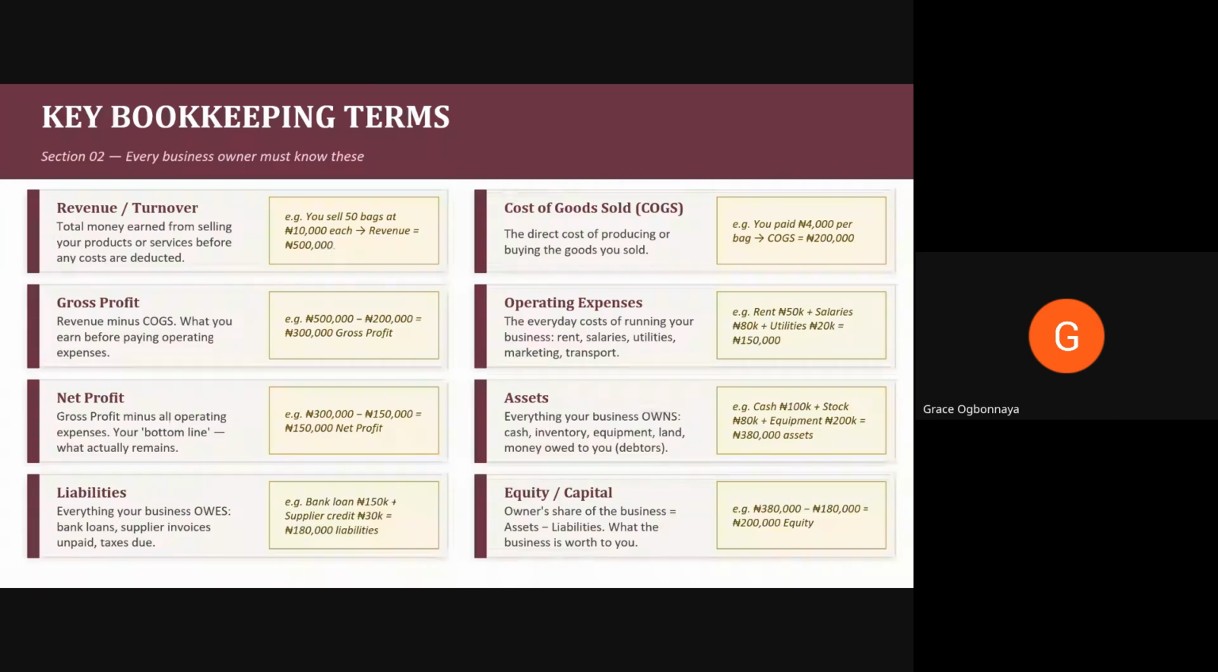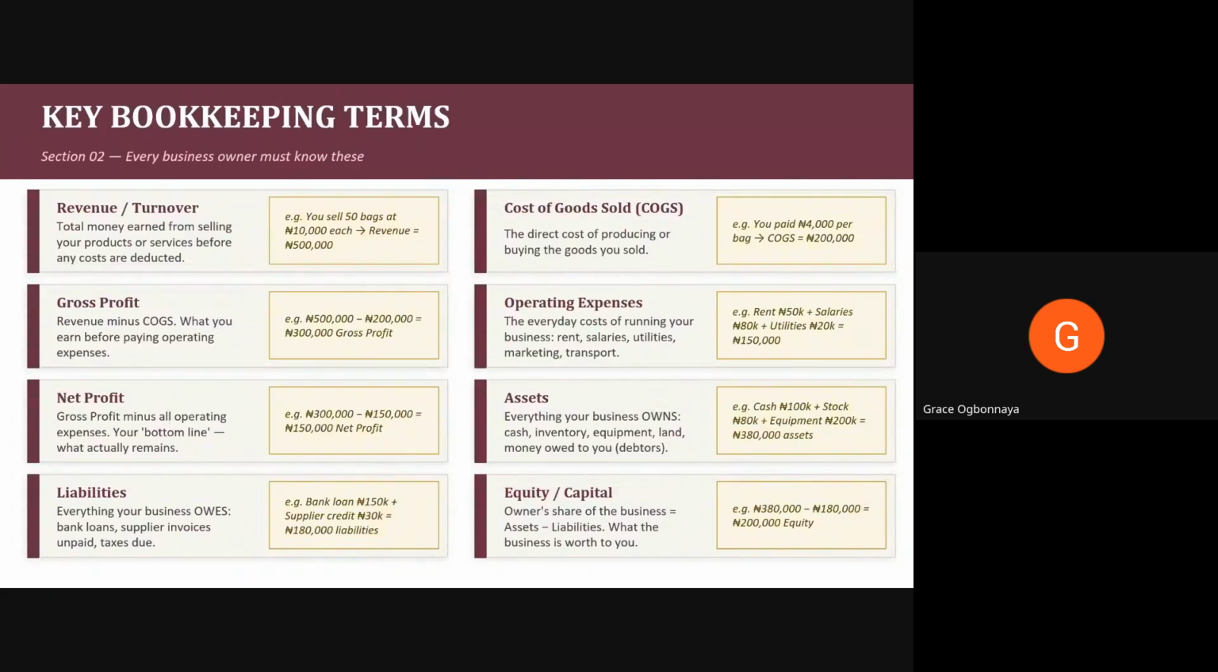Now, for your net profit, when you remove your operating expenses, that is, for example, delivery charges. You had to deliver it, and you remove it. You went to the market to pick up the raw materials, utility, maybe NEPA bill, the salary you paid those people that were working, maybe your admin, your accountant, all those admin expenses. When you remove it from your gross profit, you now have your net profit.